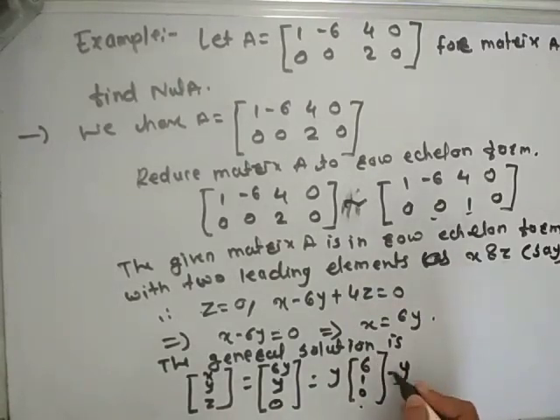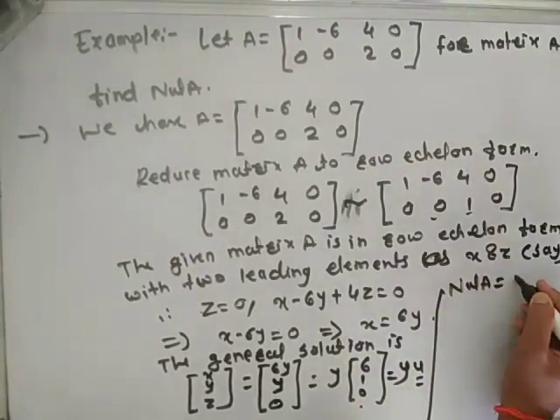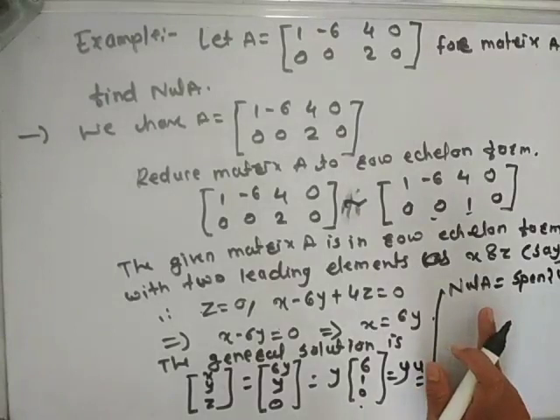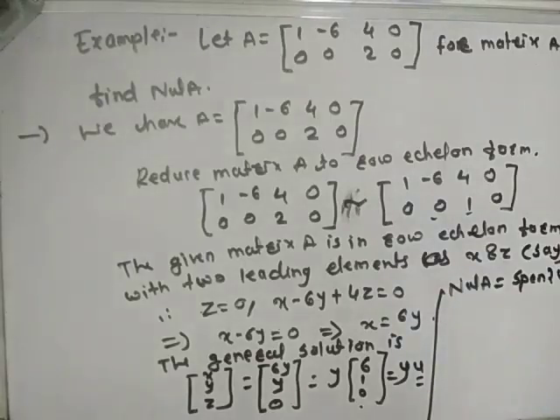Suppose this vector is u. So this shows that every linear combination of vector u is an element of the null space of A. Therefore, the set U spans the null space of A. Therefore, the null space of A equals the span of set U. It means every vector in the null space of A can be written as a linear combination of U.